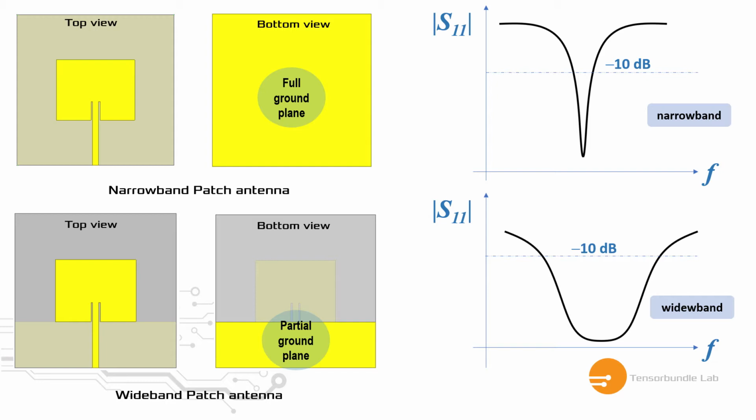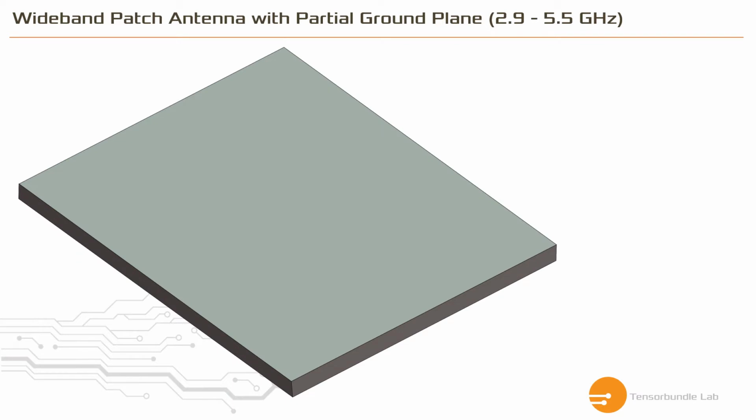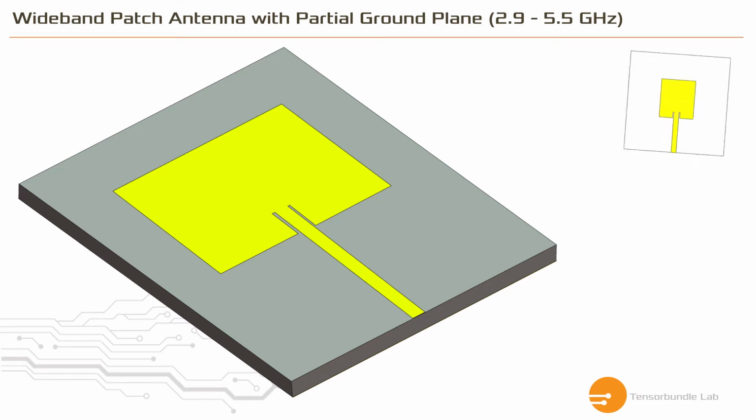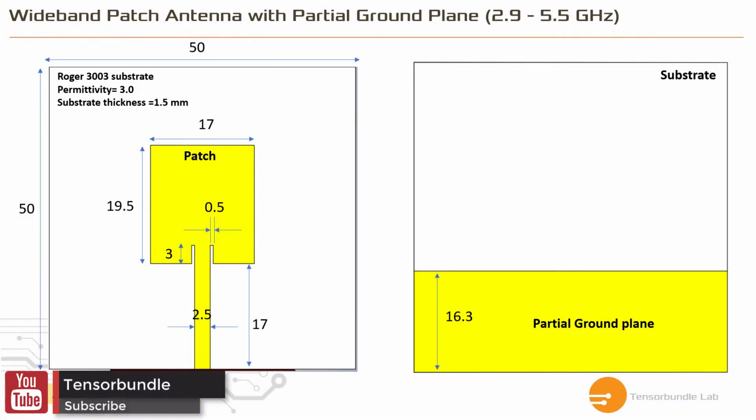Okay, so let's go to the wideband patch antenna design. What we will design today is kind of like this. We will have a substrate, and on top of the substrate we'll have the patch, the radiator element, and then we'll have a partial ground plane beneath. So this is the top view of today's wideband patch, and that is the bottom view with the partial ground plane. Okay, so let's go to the CST Microwave Studio platform in order to design this antenna.